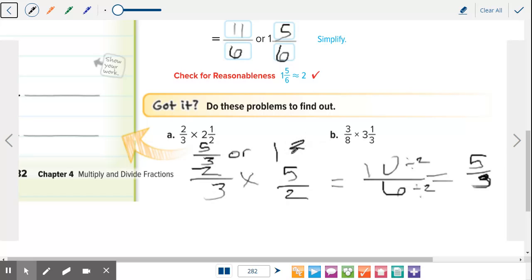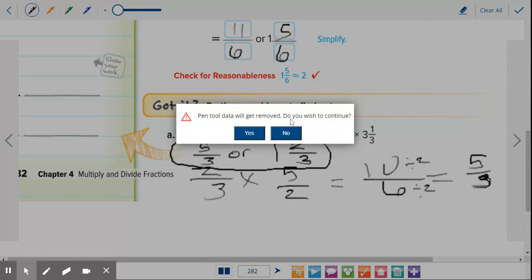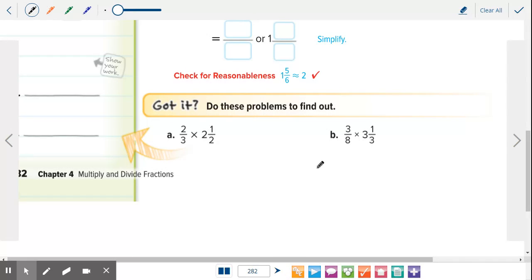2. And then my denominator stays the same, 3. So 5 thirds or 1 2/3. Okay? Any questions on that one? You guys got to remember, you have to put it in simplest form. All right, so let's do letter B now.